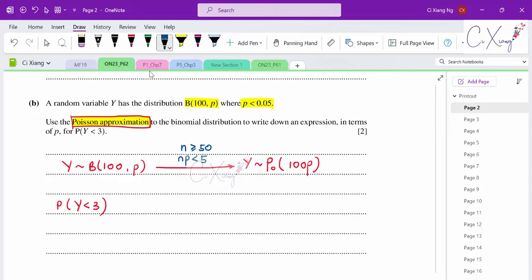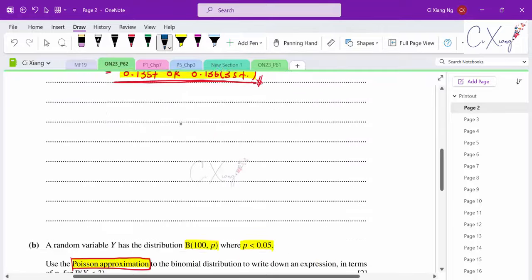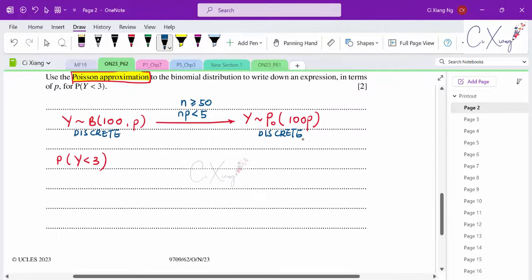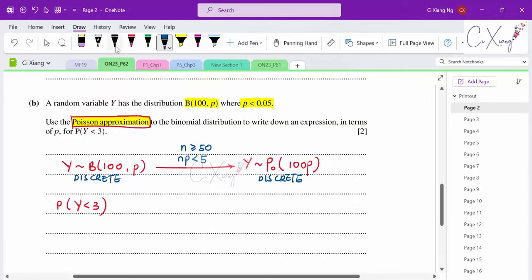A simple recall: binomial is a discrete random variable, and Poisson is also a discrete random variable. Therefore, there's no need to apply continuity correction. In part A just now, we applied continuity correction because Poisson is discrete and normal is continuous. Those are two different types of variables, so we had to do continuity correction. But for binomial to Poisson, they are both discrete, so no continuity correction is needed. How do we find the probability for Y smaller than 3?